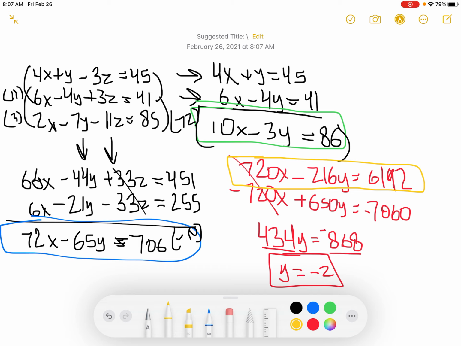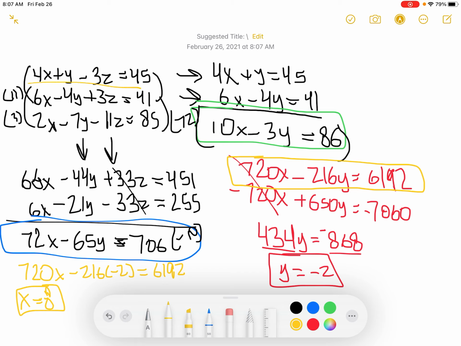So we would do 720x minus 216 times negative 2 equals 6,192. After you solve that, I'm not going to do the work because you should know how to do that. You get x is 8. Good. x is 8. Then you can plug both of those into this equation.